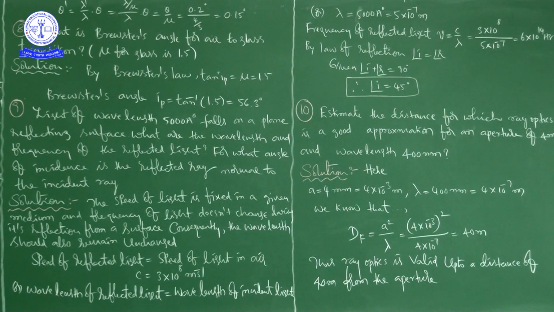So these three things, incident ray, normal and reflected ray, should lie in the same plane. Anyhow, here we need the first law of reflection, so angle i is equal to angle r.